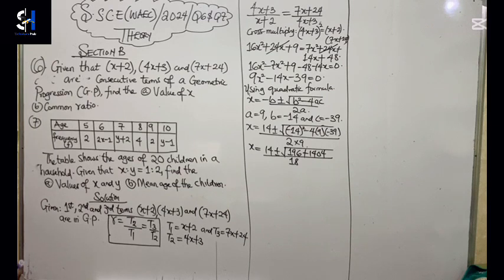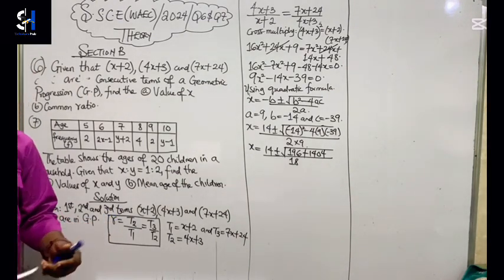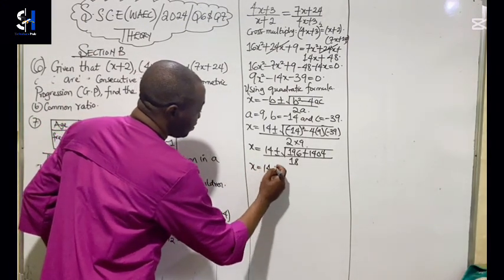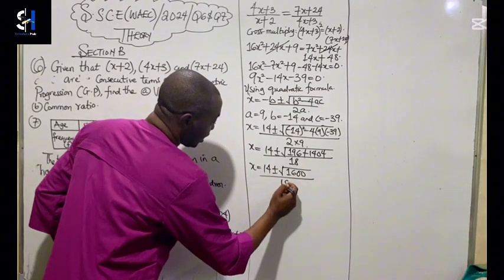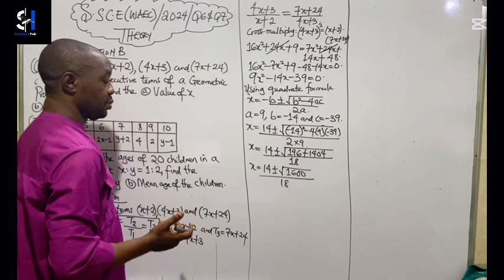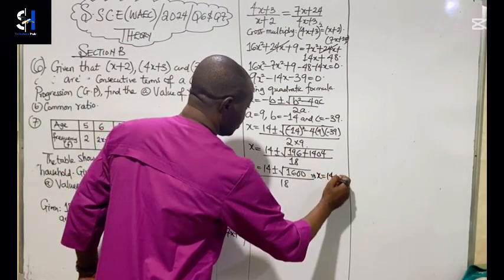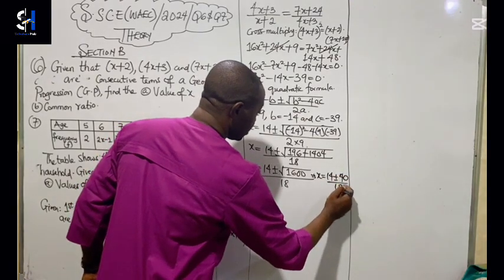So 1404 plus 196, that will be 1600. All right, so x equals 14 plus or minus the square root of 1600 over 18. Now the square root of 1600 will be 40. So this will be x equals plus or minus 40 divided by 18.